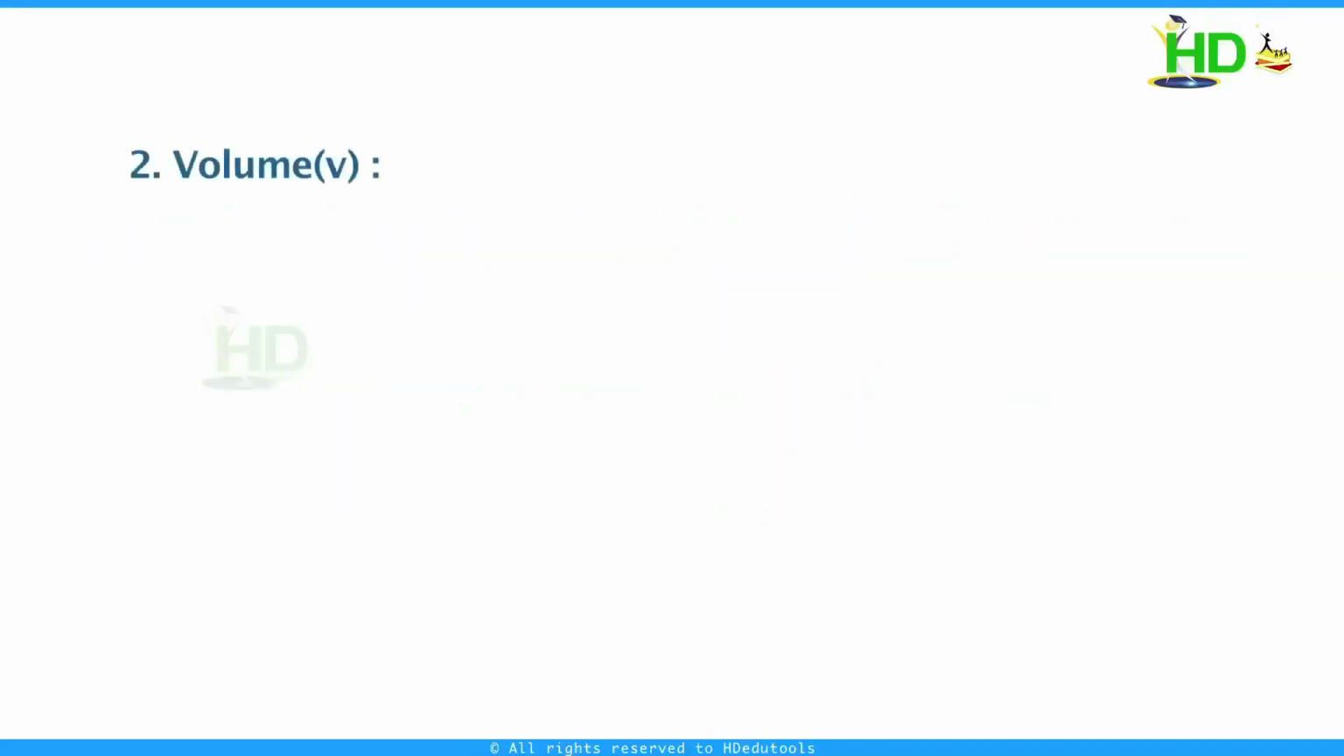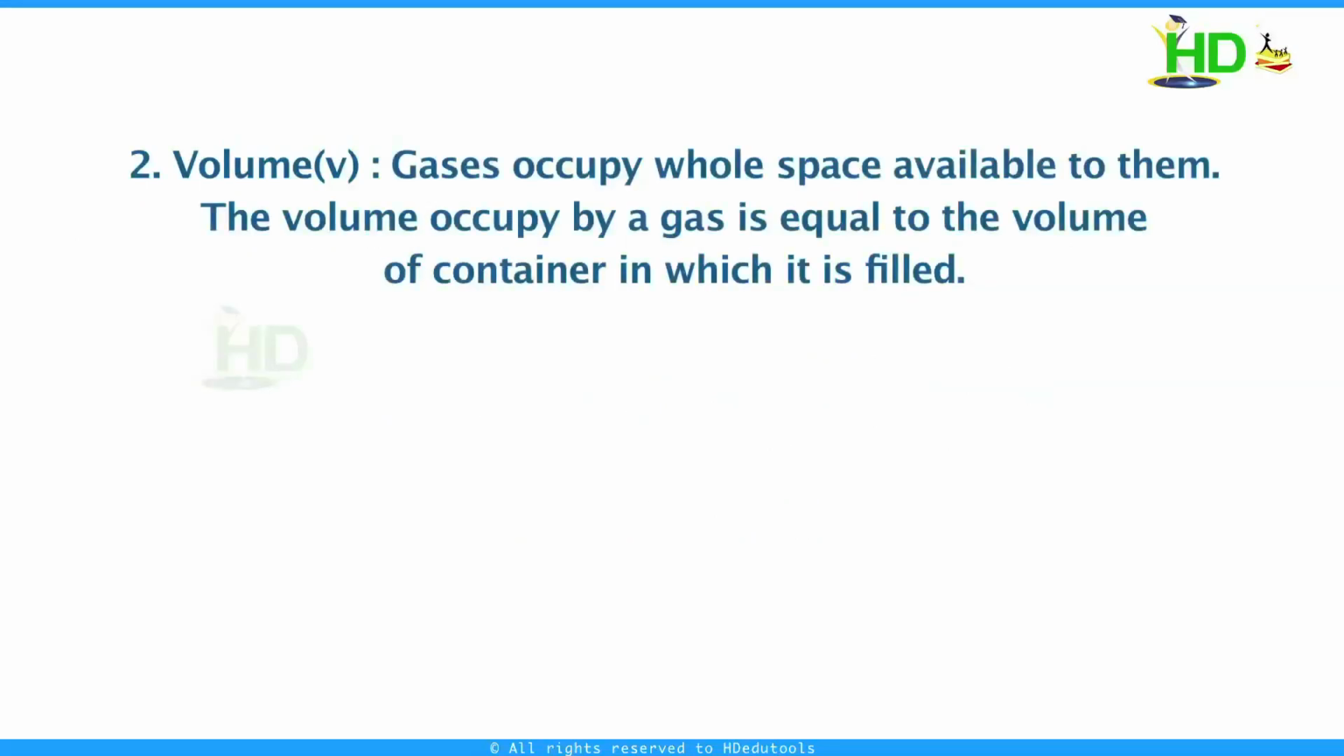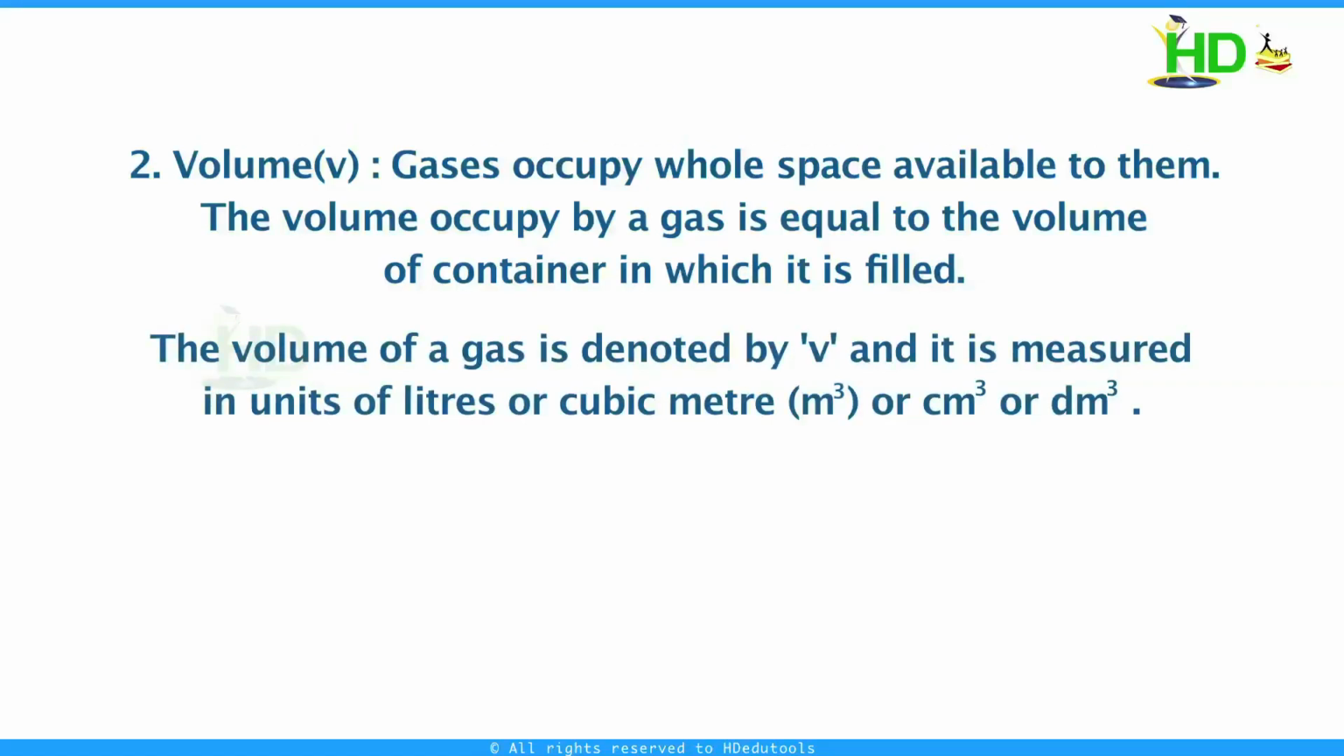The next one is the volume. Gases occupy whole space available to them. The volume occupied by a gas is equal to the volume of the container. The volume of gas is denoted by V, and it is measured in units of liter or cubic meter or cubic centimeter or cubic decameters. 1 liter equal to 1000 centimeter cube, or this is equal to 1000 milliliters.